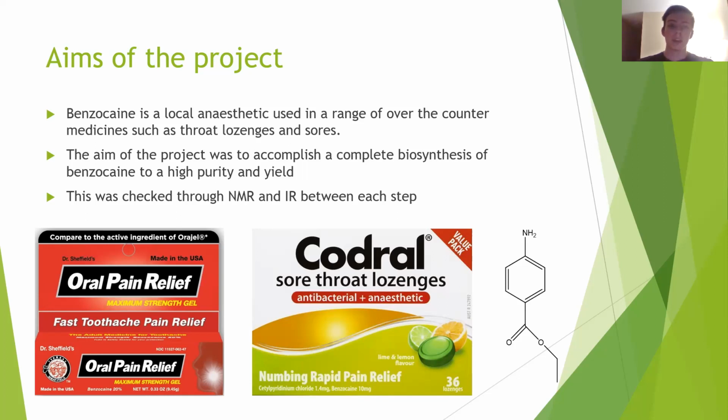The aim of this project was to accomplish a complete synthesis of benzocaine to a high purity and yield, meaning that the product was entirely benzocaine, there was no contamination, and that we didn't lose any of the product along the way, so the yield was as close to 100% as possible. We made sure that we were keeping the product pure by doing NMR and IR throughout our synthesis, and also doing TLC, as TLC quickly shows if the sample is pure or not.